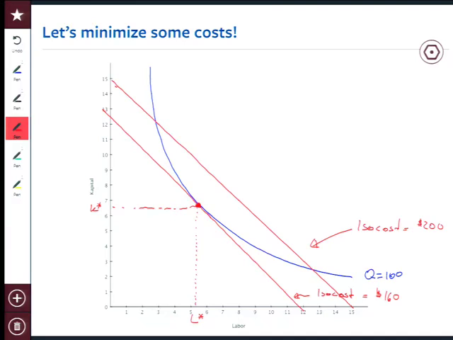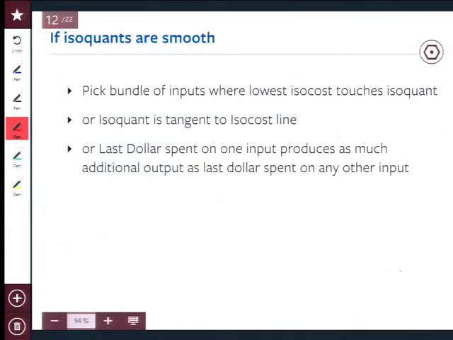Don't worry, we will play with this when we talk about Leontief production, we'll talk about linear production, all kinds of things, but it's most nicely seen in this imperfect substitutes or Cobb-Douglas type setting. So if your isoquants are smooth, and when I say your isoquants are smooth, that means Cobb-Douglas.